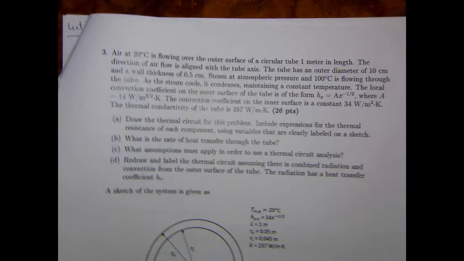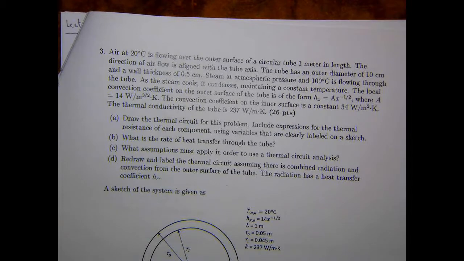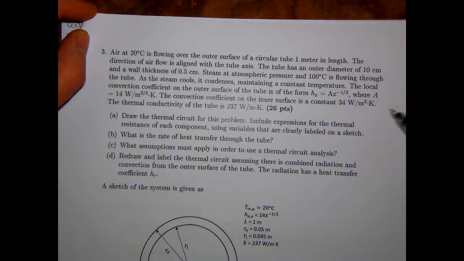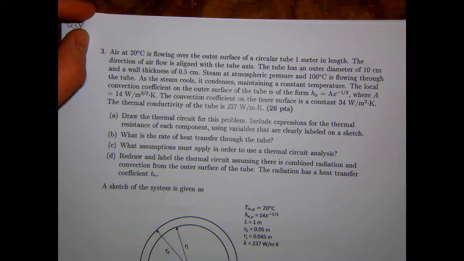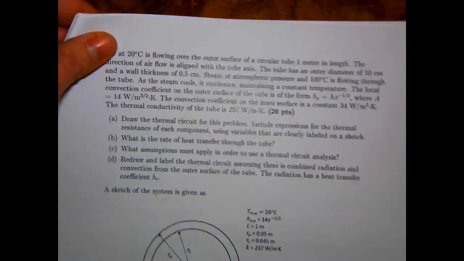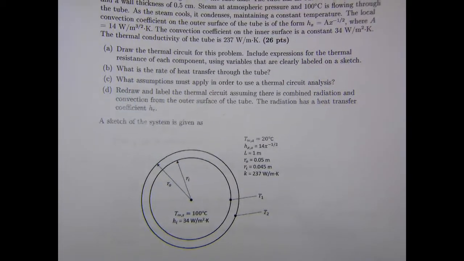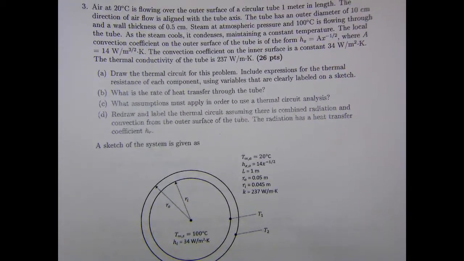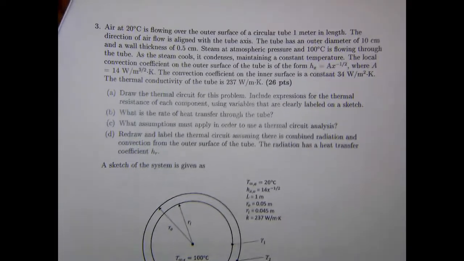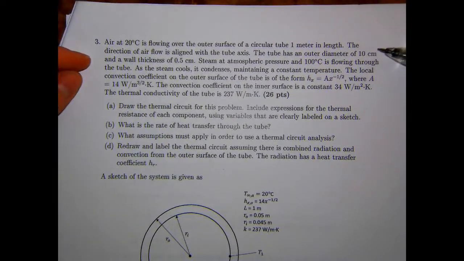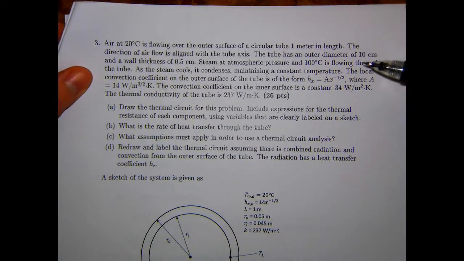So the third problem, we had air flowing over the outer surface of a circular tube. So this was basically a composite cylinder problem. It was worked very similarly to all the composite cylinder problems that we've done in homework or in recitation. So you had some information about the temperature of the fluid at the inside of the cylinder and the outside of the cylinder, and then dimensions.